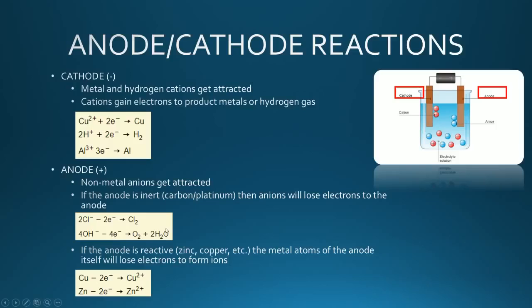Now if the anode was reactive, made of zinc, copper, whatever, the metals in the anode itself will take part in the reaction instead. So for example, if you had an anode made of copper, at the anode you won't get anions coming over to discharge themselves. What will happen is the copper atoms within the anode will actually lose electrons to form copper ions that move into the electrolyte.